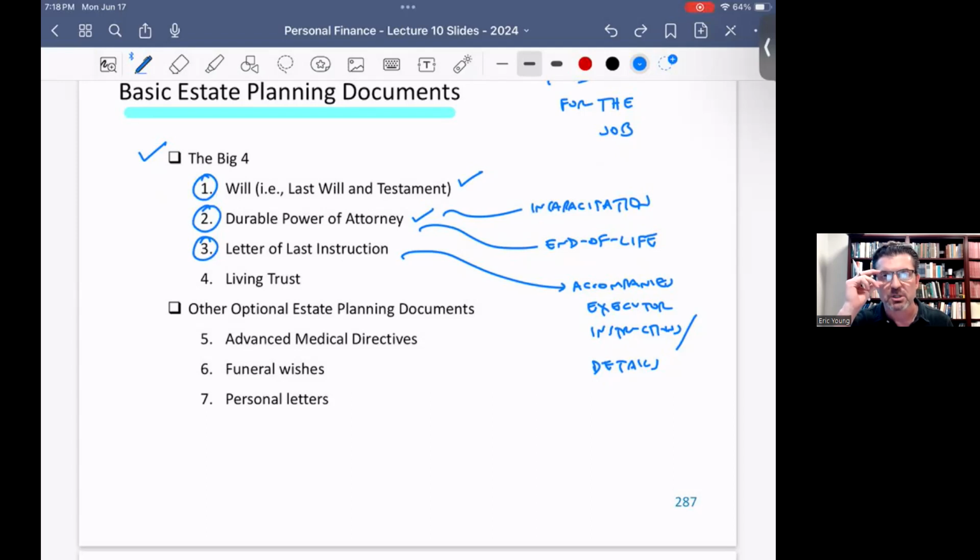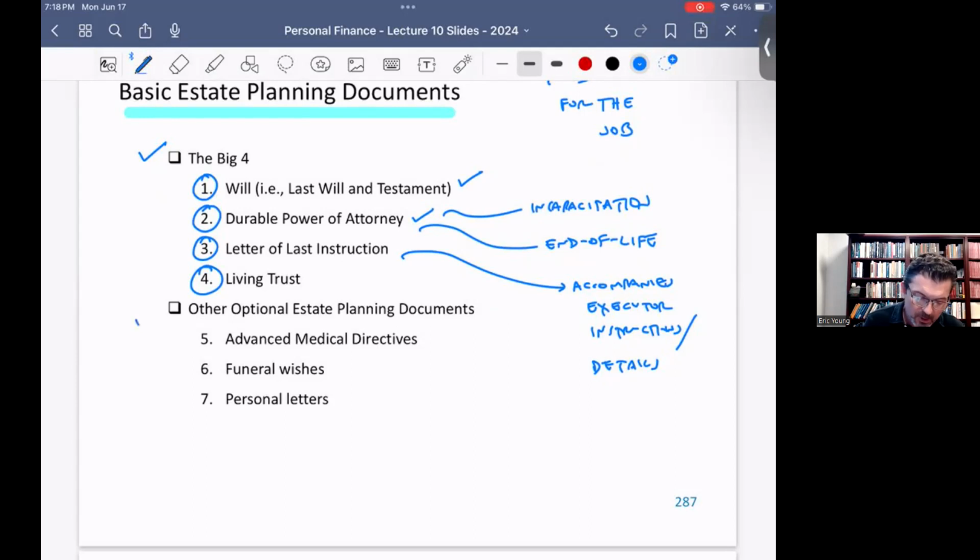My letter of last instruction to my executor actually lists all of my assets with all the passwords and the usernames for the websites. It has all of my PIN numbers. It has a list of people I want my executor to call to inform them. And it just has other things that I think might be helpful, so that this person, my executor, can do their job effectively and efficiently to wrap up my estate. The last of the big four is called a living trust. Now, you hear a lot about trusts, and they are a potentially valuable part of an estate plan, but not everybody needs them. We'll discuss those in a later slide as well.